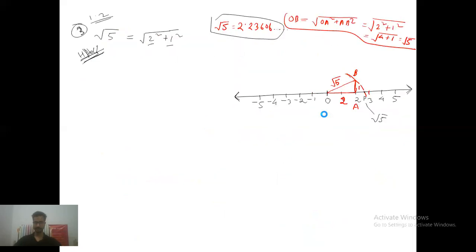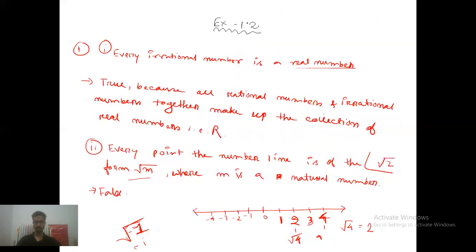But here the statement says that every point on the number line is of the form root over m. Now see, root over 4 is nothing but 2, so 2 we can plot. Then suppose root over 2 is approximately 1.73, suppose. So 1.73, that means it is nothing but root over 2. So root over 2 we can plot. Then suppose root over 2 is your 1.44. Root over 3 is your 1.73. So 1.73 we can plot.